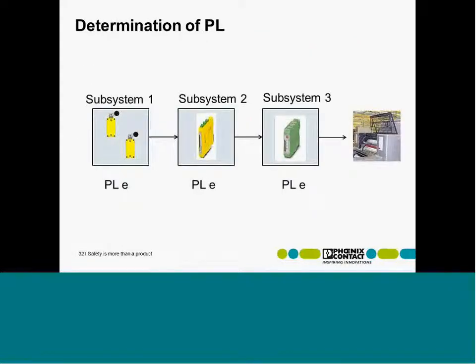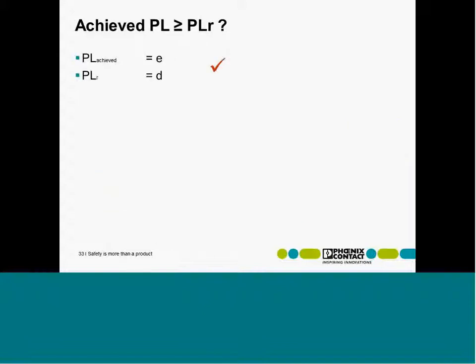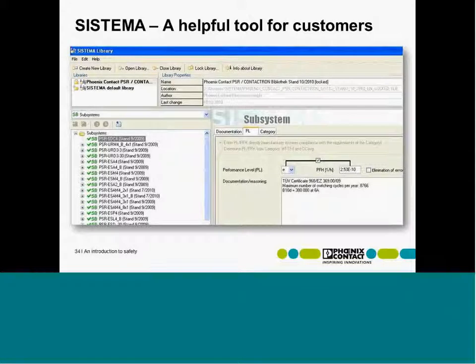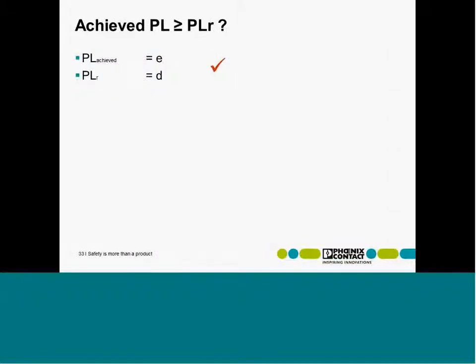Okay, so we selected the most important parameters. We have seen on the bar graph that we will be able to achieve performance level E for subsystem number 1. For subsystems 2 and 3, get the information from the manufacturer's declaration, from the data sheet, for example. The final validation shows that the required performance level was D, coming from the risk assessment, and we will be able to achieve performance level E. Proceed, we have seen it before. And yes, that's in principle the approach.